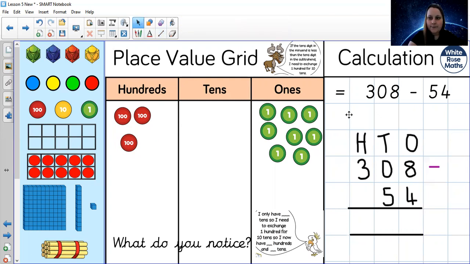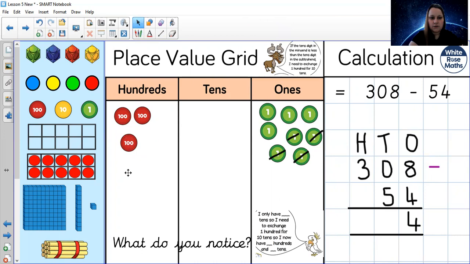So then I need to start with my ones. So let's start with our ones. 8 ones subtract 4 ones. That's going to leave us with 4 ones. We can show that. We could just cross them out. So that's going to leave us with 4 ones. Now I need to subtract my tens. 0 tens subtract 5 tens. I can't do that at the moment. And why can't I do that? Who can tell me? Because the tens in my minuend is less than the tens in my subtrahend. So I need to exchange.